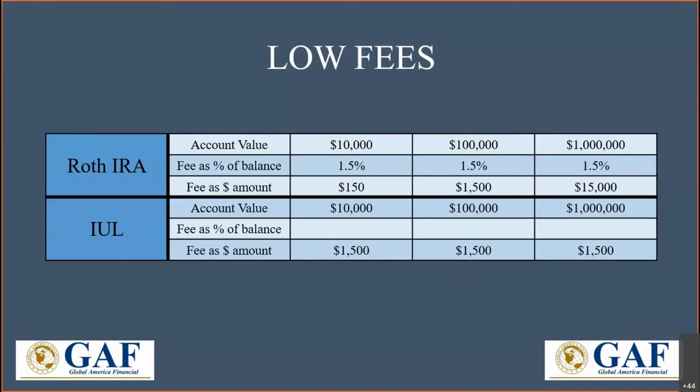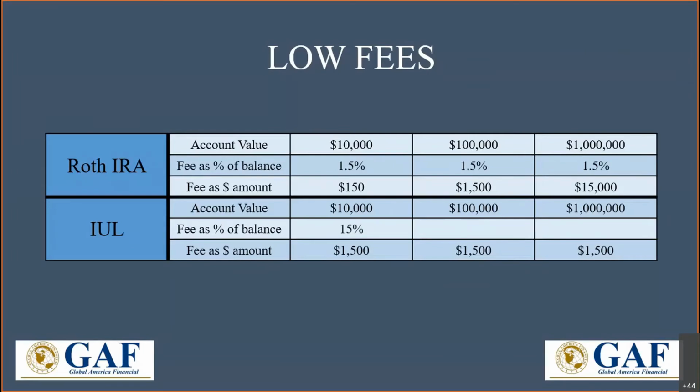Versus in IUL, the fees stay relatively flat. It's not a percentage, it's a flat charge. Let's assume it stays around $1,500. It may go up, may go down depending on what's going on, but you can look at that in the illustration. Let's just keep it simple for purposes here. Your fee is about $1,500 every year. Right now it's costing about 15%.